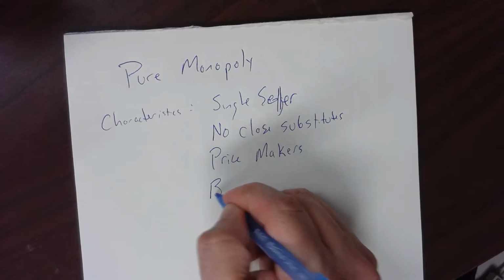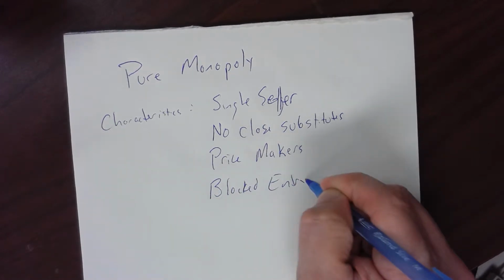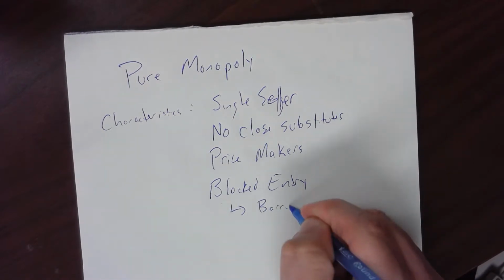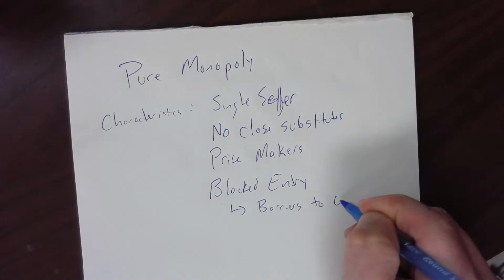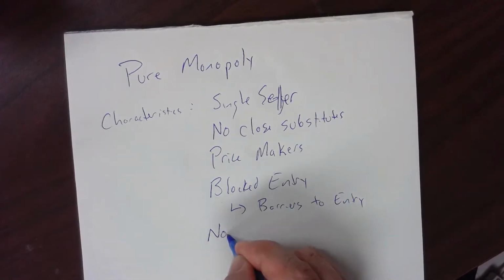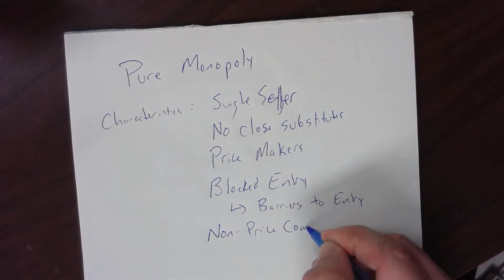There is also something called blocked entry. All right, a little bit later on, we are going to be talking about something called barriers to entry. And one of these must exist in order for a monopoly to exist. And finally, there is something called non-price competition.